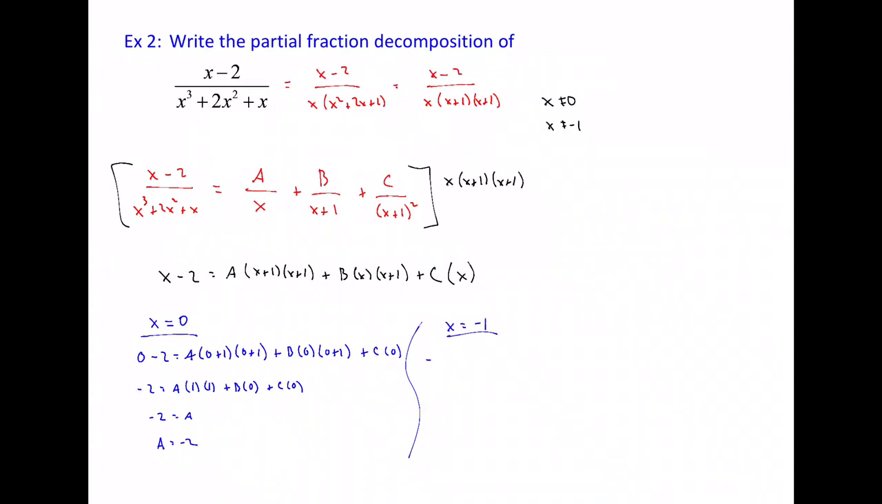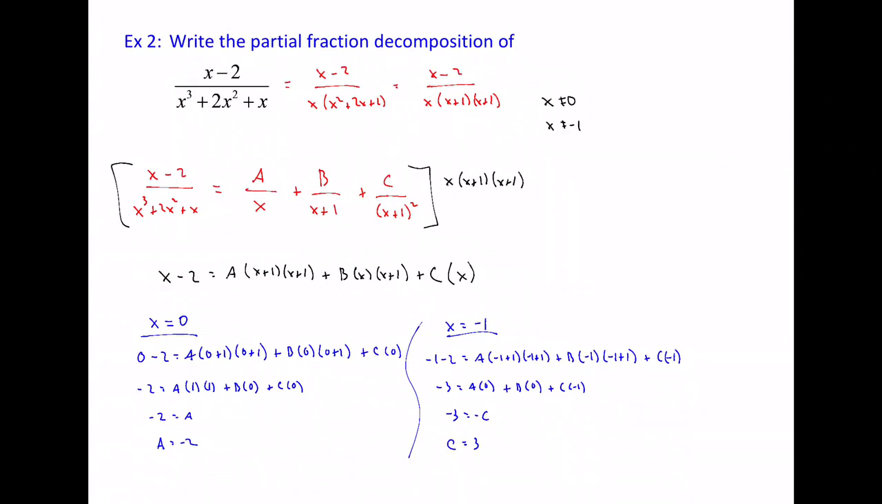So let's plug in negative 1. So negative 1 minus 2 is equal to a times, now a is going to cancel because it's negative 1 plus 1, which is 0. So a will cancel. B will also cancel because there's that negative 1 plus 1 in there, which is 0. And it'll be the c value that doesn't cancel. So it looks like we get negative 3 is equal to a times 0 plus b times 0 plus c times negative 1. So negative 3 is equal to negative 1c, or negative c. So c is equal to 3.